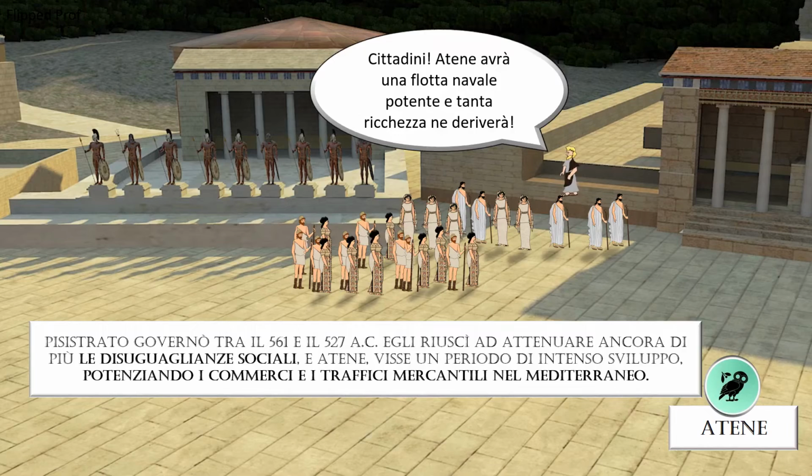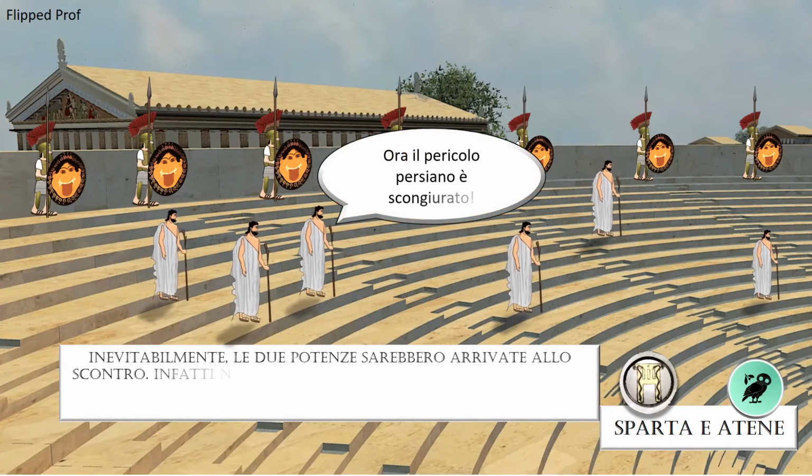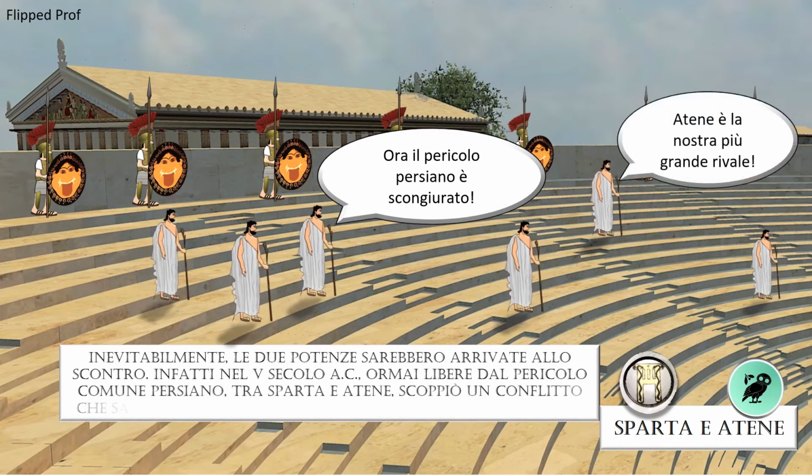Inevitably, the 2 powers would come to confrontation. In fact, in the 5th century BC, now free from common danger, Sparta and Athens broke out in a conflict that would last many years, the Peloponnesian War.